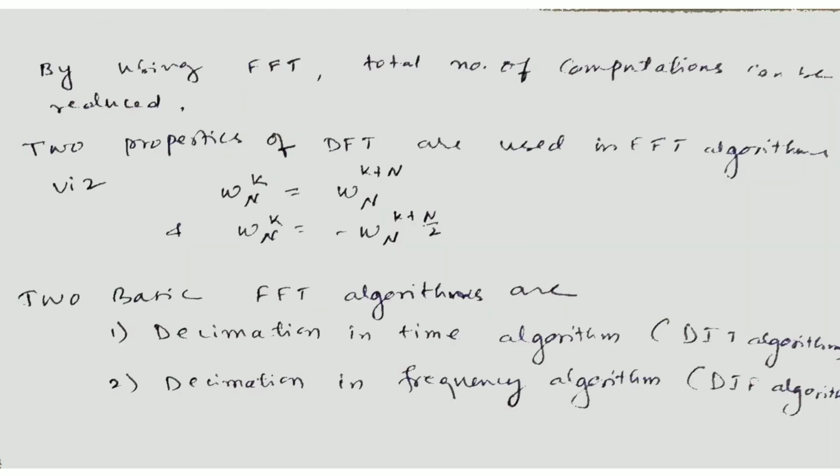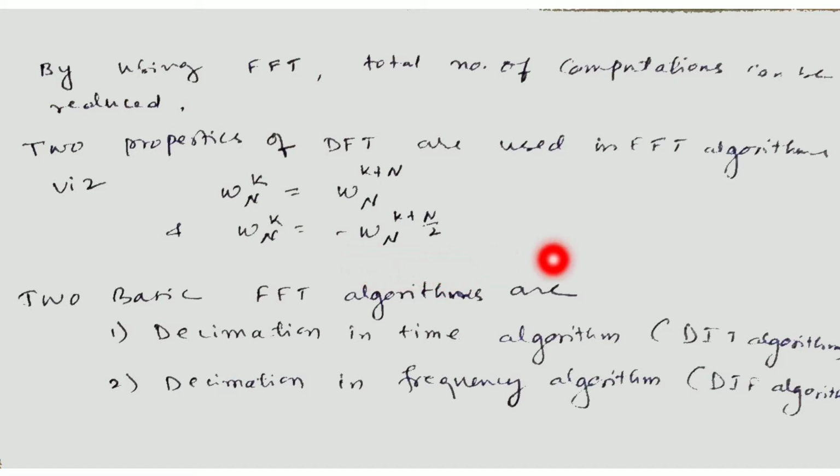But when we make use of the fast Fourier transform algorithms, the total number of computations can be reduced. For this, we make use of two important properties of the DFT, namely the periodicity property and the antisymmetry property. According to the periodicity property, W_N power k is equal to W_N power k plus N, and as per the antisymmetry property, W_N power k is equal to minus W_N power k plus N by 2.